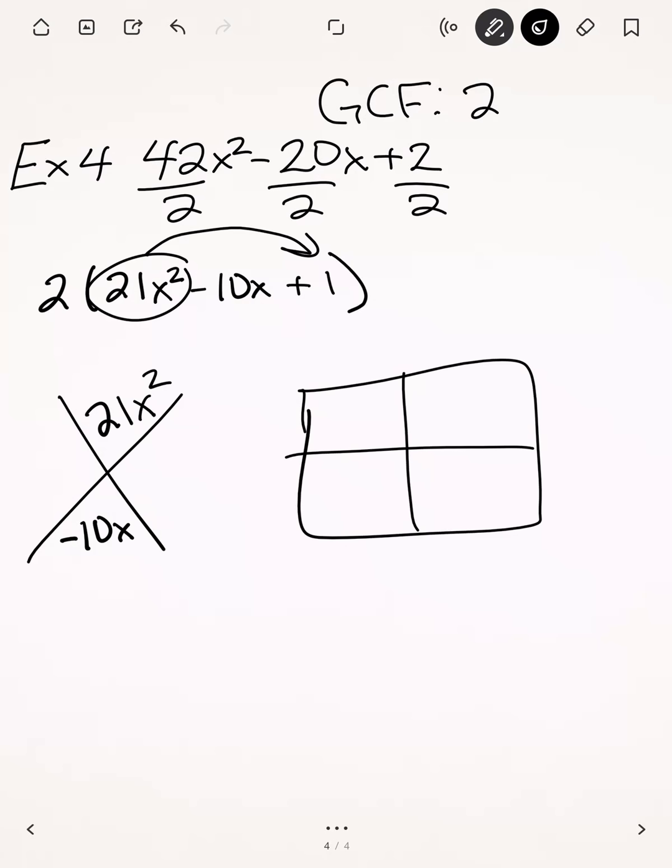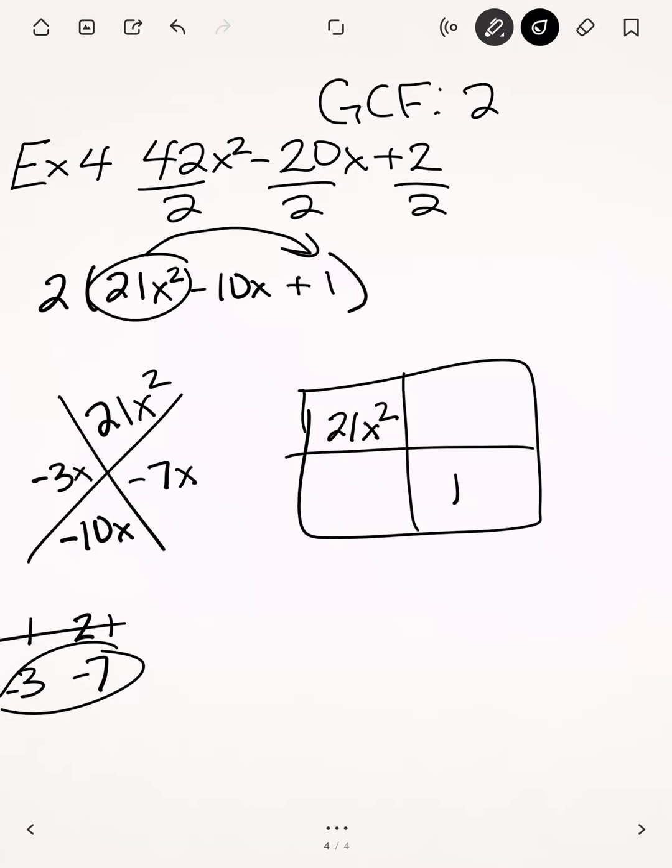What can I multiply to get 21? Add to get 10. Well, let's look. I have 1 and 21. 2 doesn't go into it, but 3 and 7, and that's it. Well, 1 and 21 aren't going to give me 10. So now I need to think of this combo. Now, to get a negative 10, both of my terms need to be negative. So I get a negative 3x, a negative 7x. So first term, first box, last term, last box, and my two side terms that add to give me my middle term go in the empty spots.